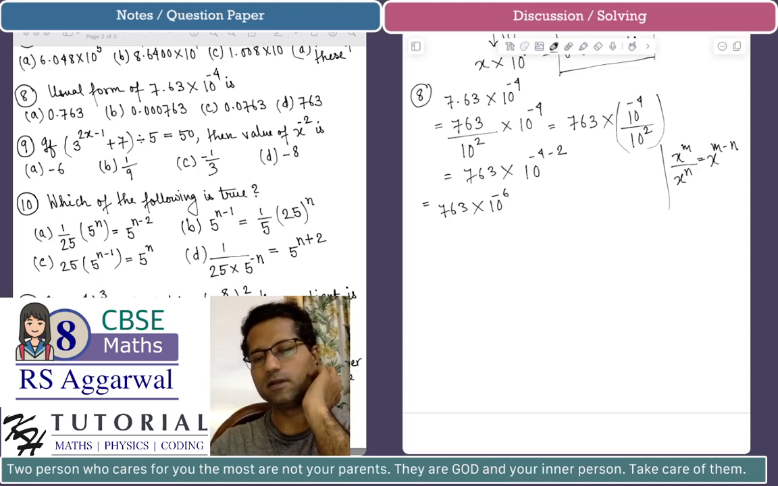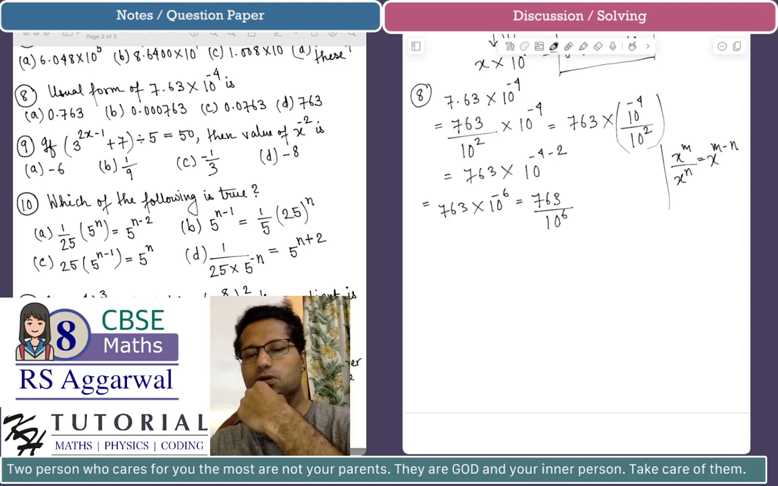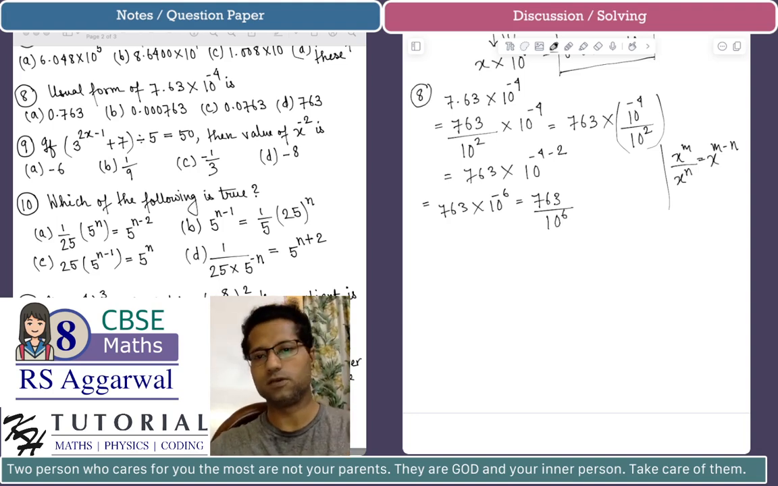Basically you are dividing the number 763 by a power of 10, that is 10 to the power 6. You have to divide the decimal number 763 by 10 to the power 6. So how do we do this? We just shift the decimal places in the number 763 to the left by 6 places. Why 6 places? Because we are dividing by 10 to the power 6.